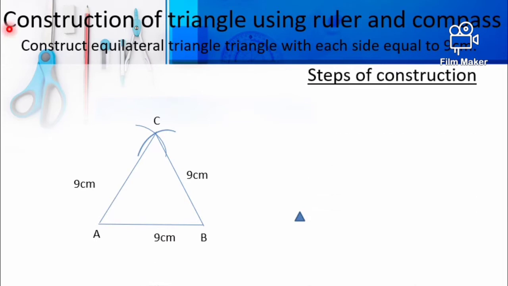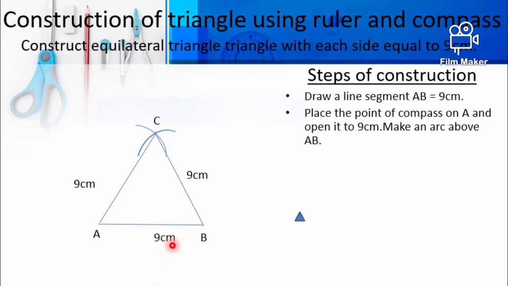Now we are going to write the steps of construction. What does it mean? It means we have to write the steps which we have taken to construct this triangle. The steps which we have taken to construct an equilateral triangle, now we are going to write the steps of construction. The first step which we have taken, draw a line segment AB equal to 9 centimeter. This line AB is of 9 centimeter.